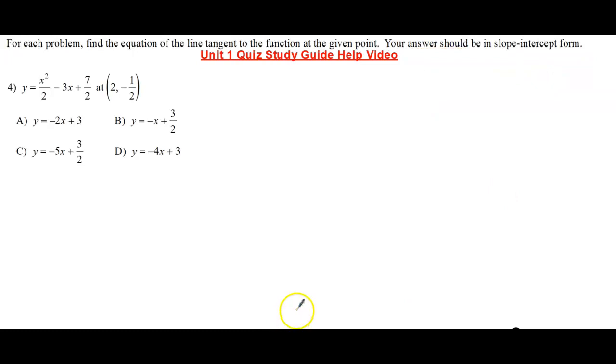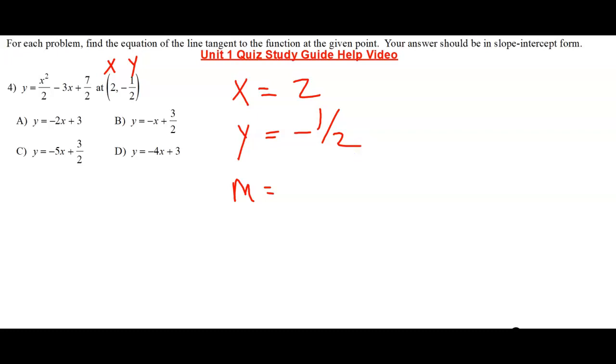Now, to find the equation of a tangent line, you need 3 things. You need an x, you need a y, and you need a slope. Now, on this problem, I've told you the x and the y, so that saves us a little bit of work. When we were doing it in class, we had to find the y value also by plugging the x value into the original function. But in this case, they're actually giving us the y value, so that's nice. So I'm going to put a 2 right here for the x and a negative 1/2 for the y.